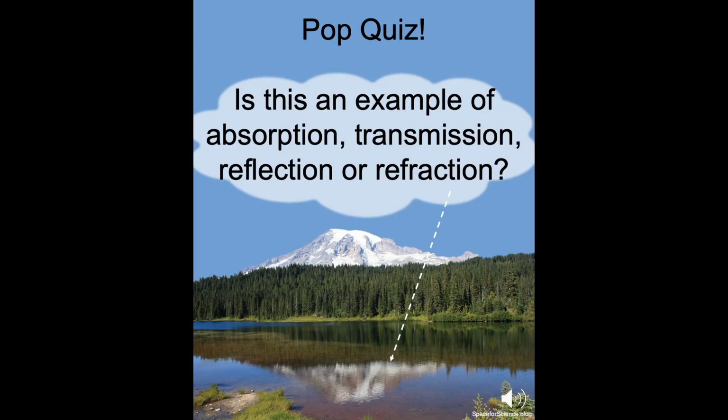Pop quiz. Let's look at this image of the mountaintop that we see in the body of water. Is this an example of absorption, transmission, reflection, or refraction? The answer is reflection. The light is bouncing off of the water and into our eyes.